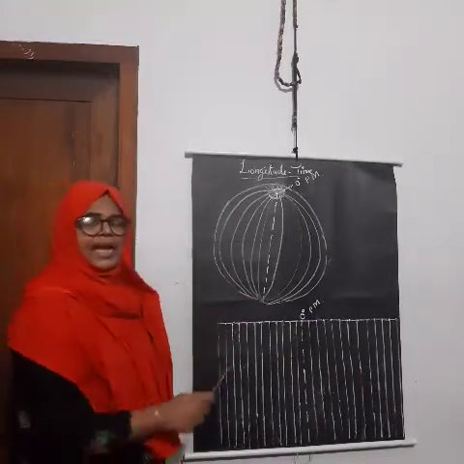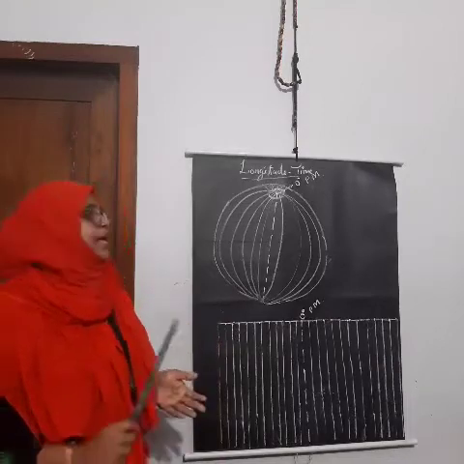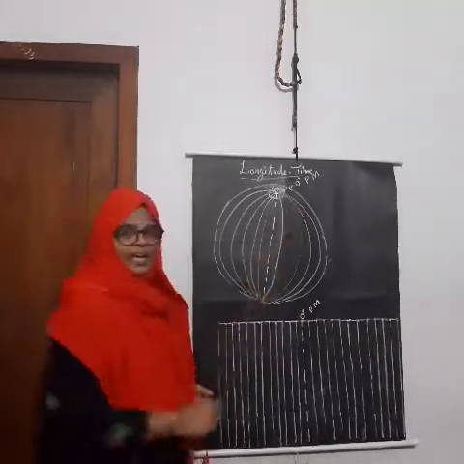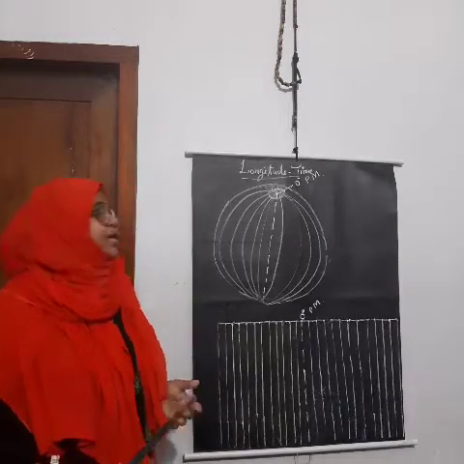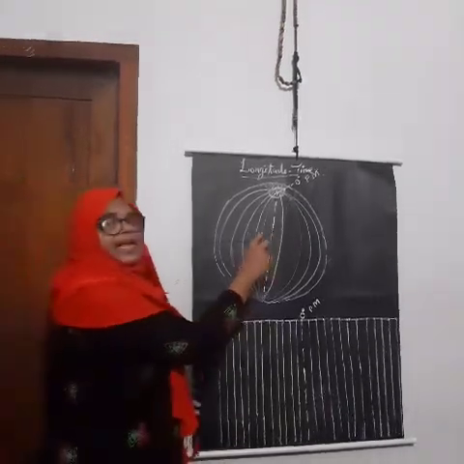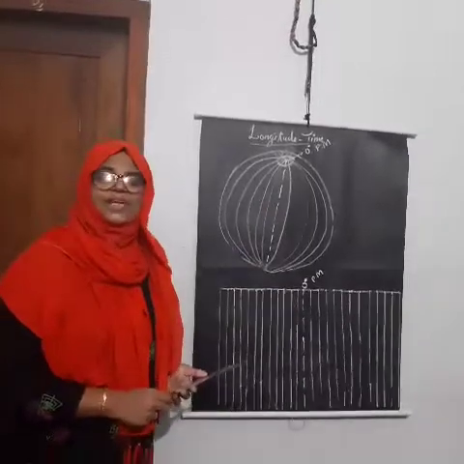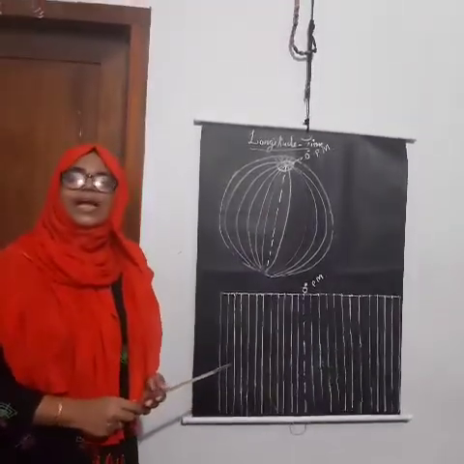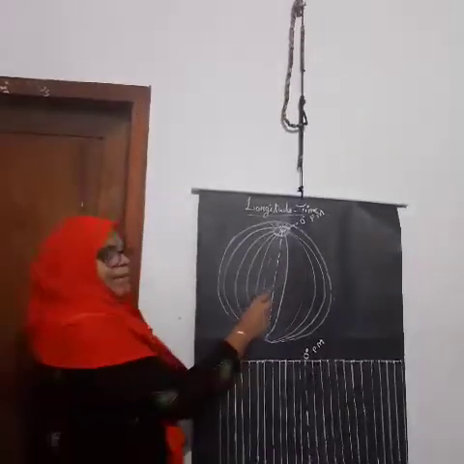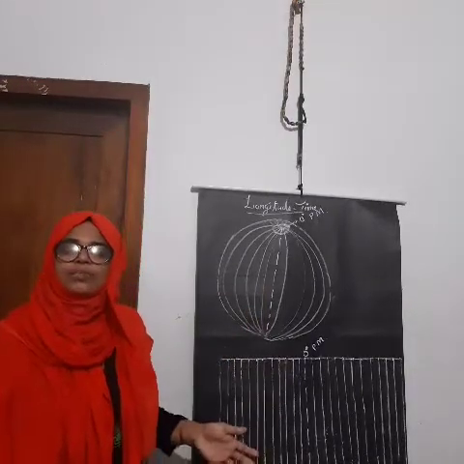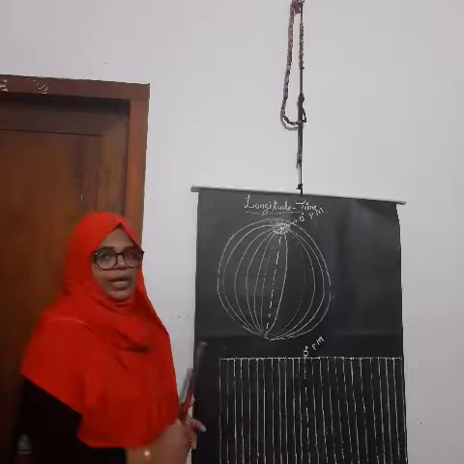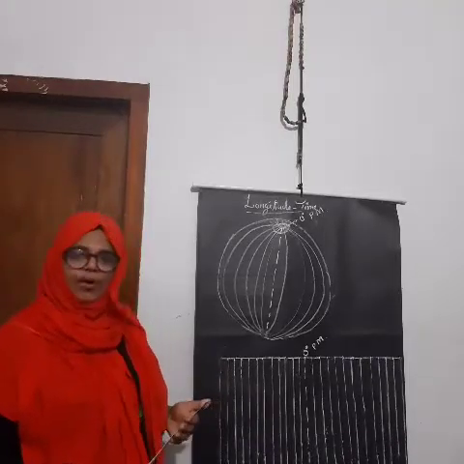Prime meridian, its degree will be 0 degree. So, prime meridian can also be called 0 degree longitude. And 0 degree longitude can again be called what? Prime meridian. And tell me, what is the degree of the central longitude? It is 0 degree. So, 0 degree longitude.